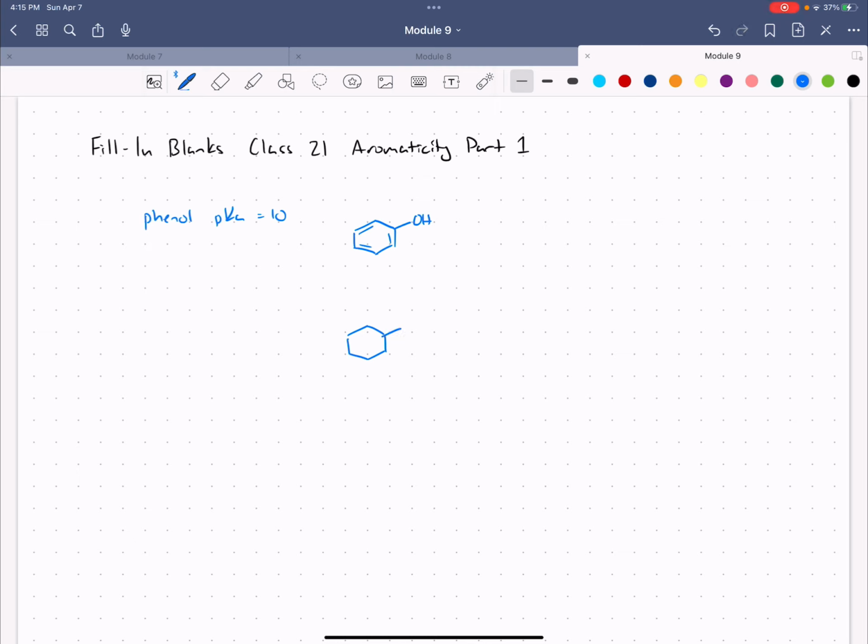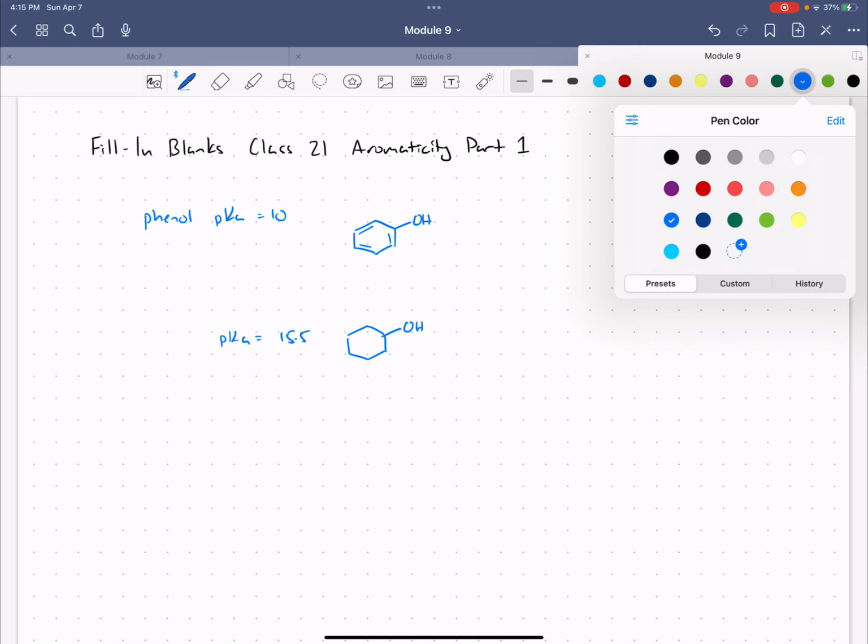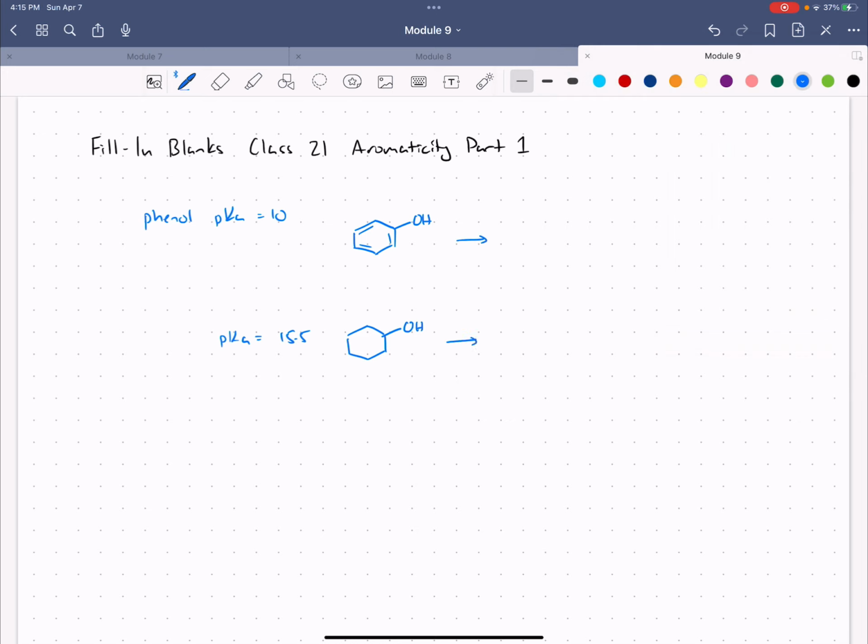Okay, no benzene ring. Just a regular secondary alcohol. This has a pKa of 15.5, a regular alcohol. Because when we make the conjugate base, it's all about, again, the base. The more stable the conjugate base, the more acidic the acid it came from. The conjugate base of this phenol looks like this, and I'm going to draw the lone pairs, negative, versus the cyclohexanol conjugate base looks like that.